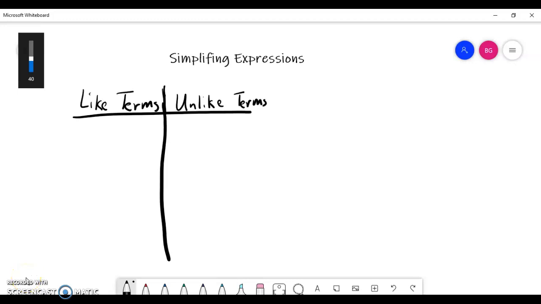Okay, so in this video we're going to talk about simplifying expressions. First we need to start off with: what is an expression? We've got to remember from previously that an expression is terms that are being added and subtracted from each other. Remember, terms are variables and numbers that are composed of products between those things.